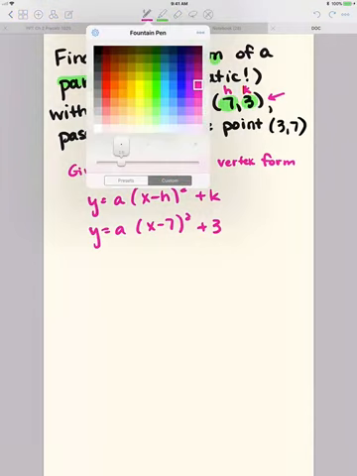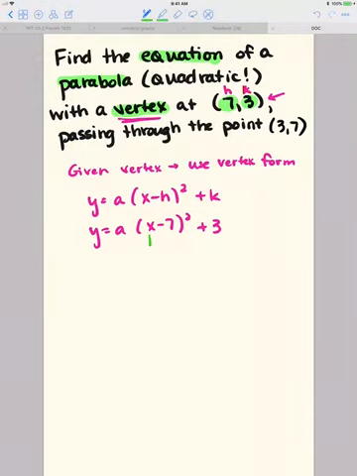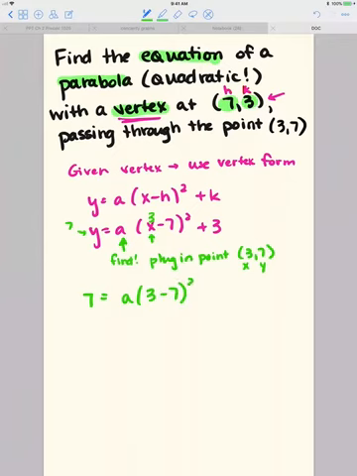So now all we need is an a value. We don't have that, and you can't just guess it. So we're actually going to find it, and we're going to plug in the point that we were given, that extra point, (3, 7). 3 is the x value, 7 is the y value, so you'll just plug 3 in for the x, you'll plug 7 in for the y, you get 7 equals a times (3 minus 7) squared plus 3.